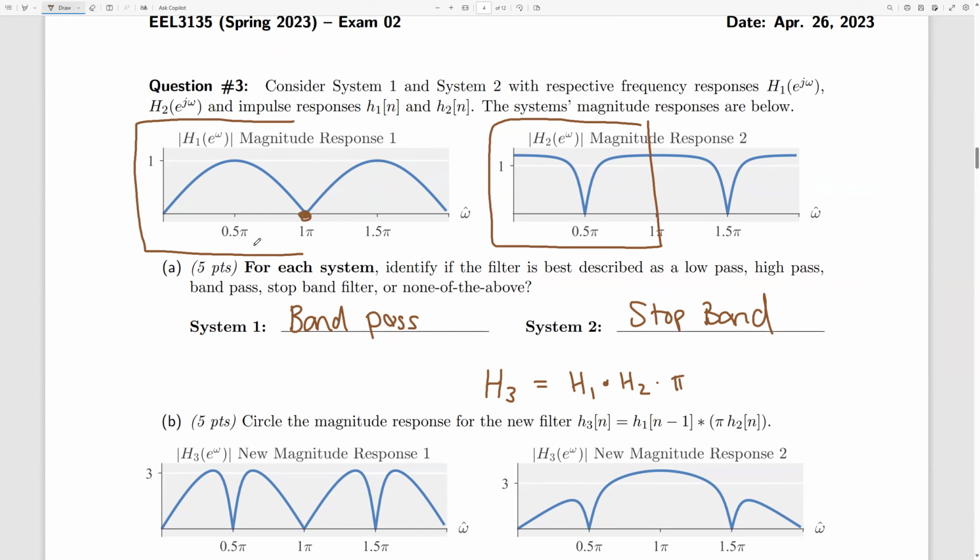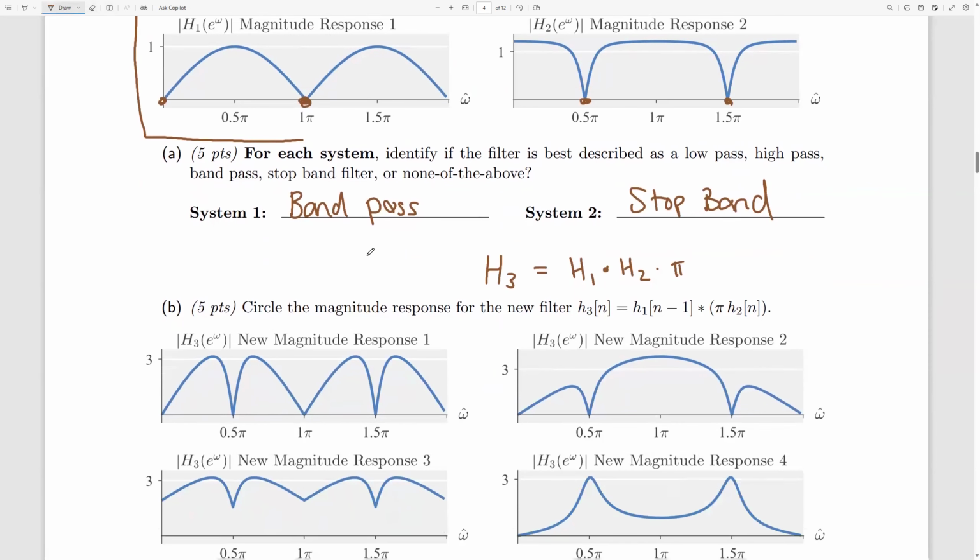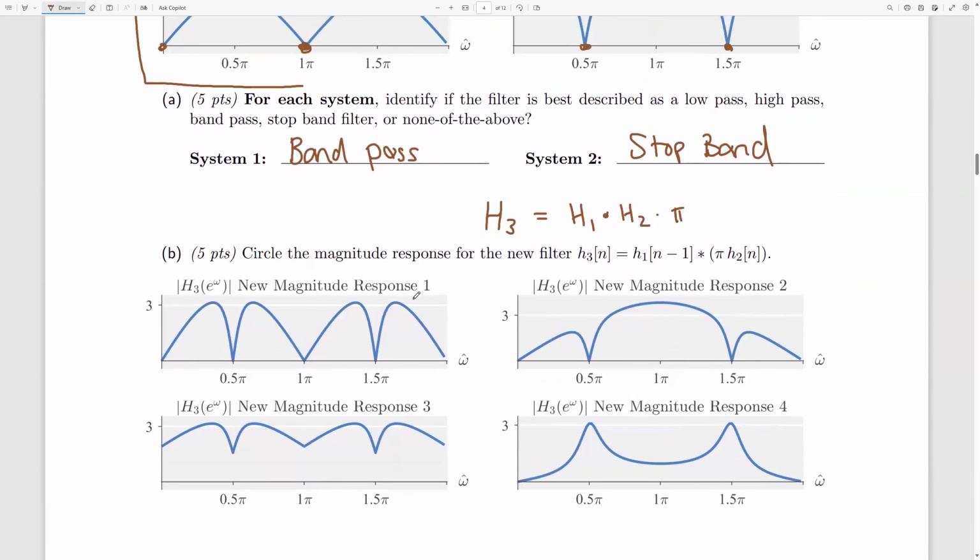So you should expect a zero at 0, pi, 0.5 pi, and 1.5 pi whenever you go through the products. So you're looking for the only natural plot that has those zeros. You're going to look through each of these, and there's only going to be one plot that has a zero here, here, at pi, and 1.5 pi, and this is your solution.